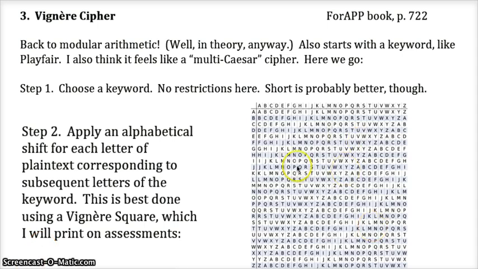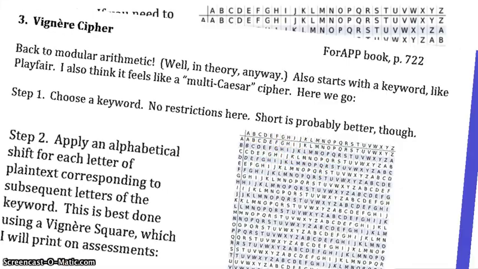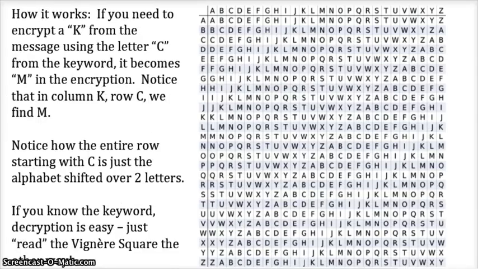I will print this little chart on assessments. Notice what's going on here. It's just the alphabet that is shifted down one more letter each time. So basically, what the shift is doing, it's kind of like if D were the number 4, it tells us we're going to shift the alphabet over four letters from the original. So it's like I said, it's kind of like a Caesar, but it's a different Caesar for each letter. So if you need to encrypt a K from a message using the letter C from the keyword, it becomes M in the encryption.